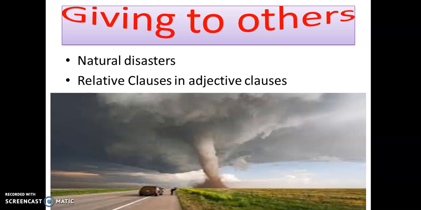So for me it's a pleasure again to explain the following topic, which was left in unit number 6 about giving to others. This one was related to offering help to other people in natural disasters. We are suffering a lot from natural disasters nowadays because of this pandemic.